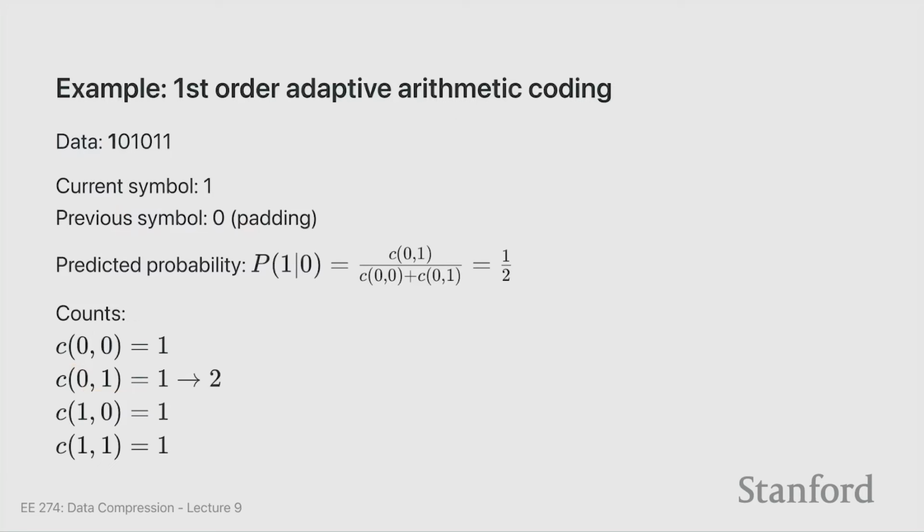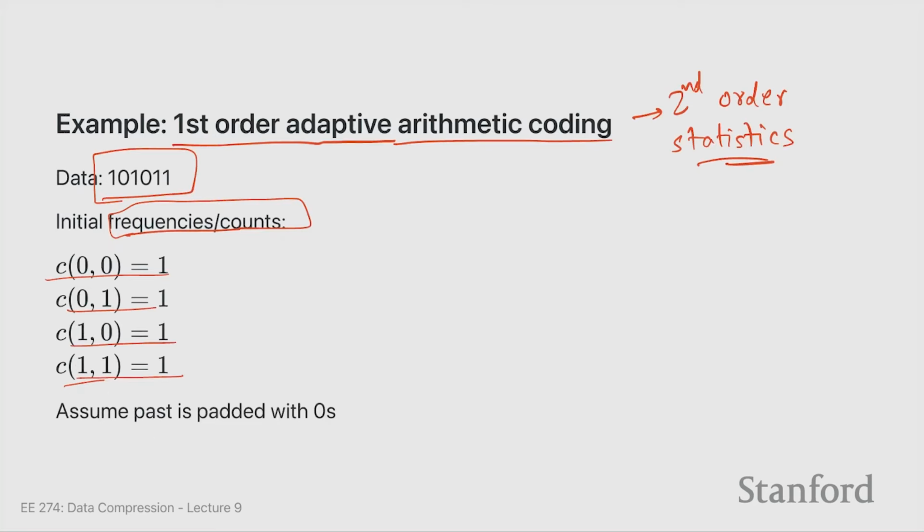So the first symbol you see is 1, and here you don't have a past. So what we'll do is we'll add a 0 at the front, just as a fake 0. Okay, padding. Now, looking at these counts, what is the probability that a 0 is followed by a 1? Like if your past is 0, what is the probability that the next one is a 1?